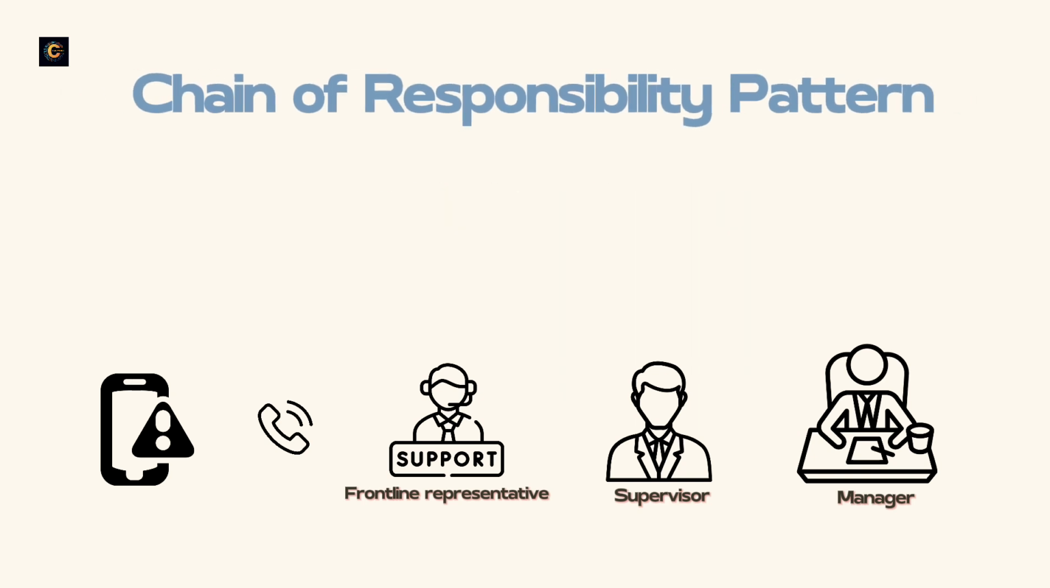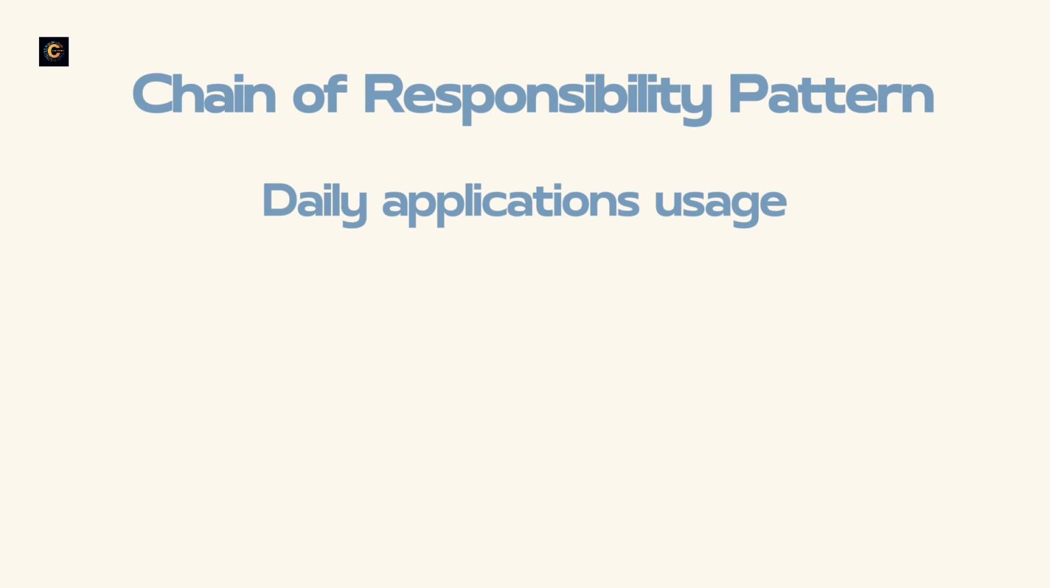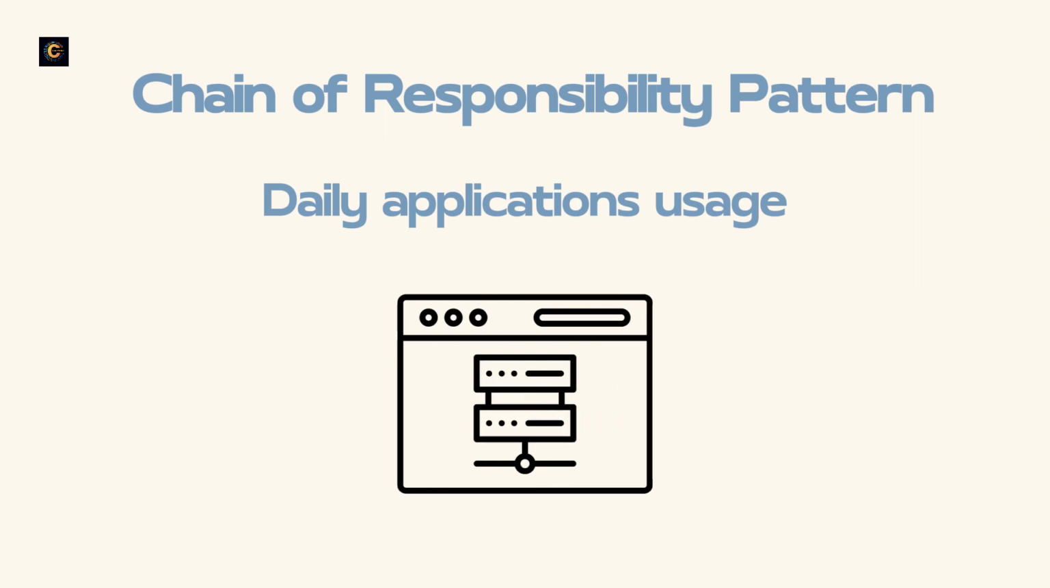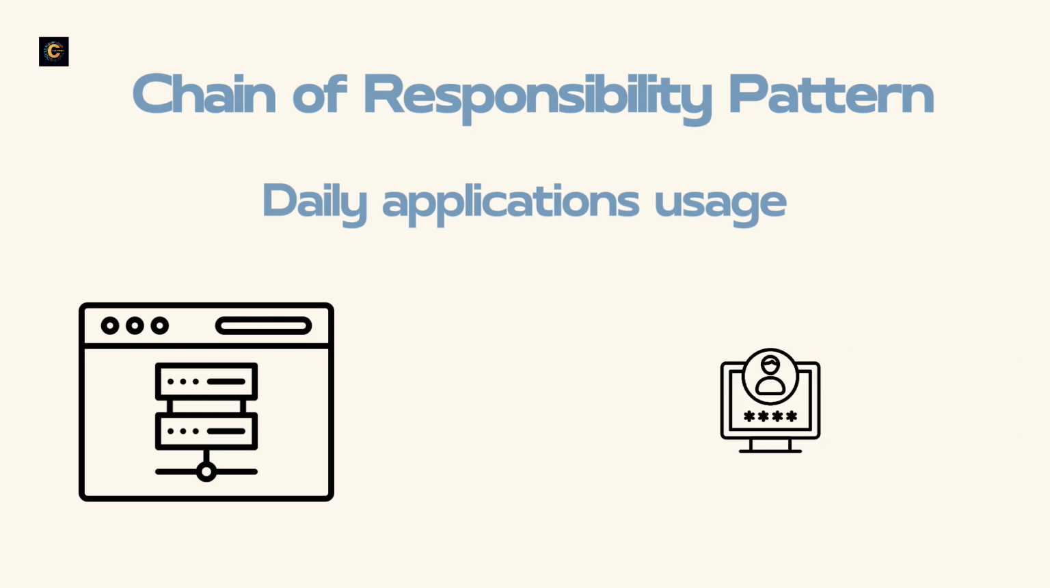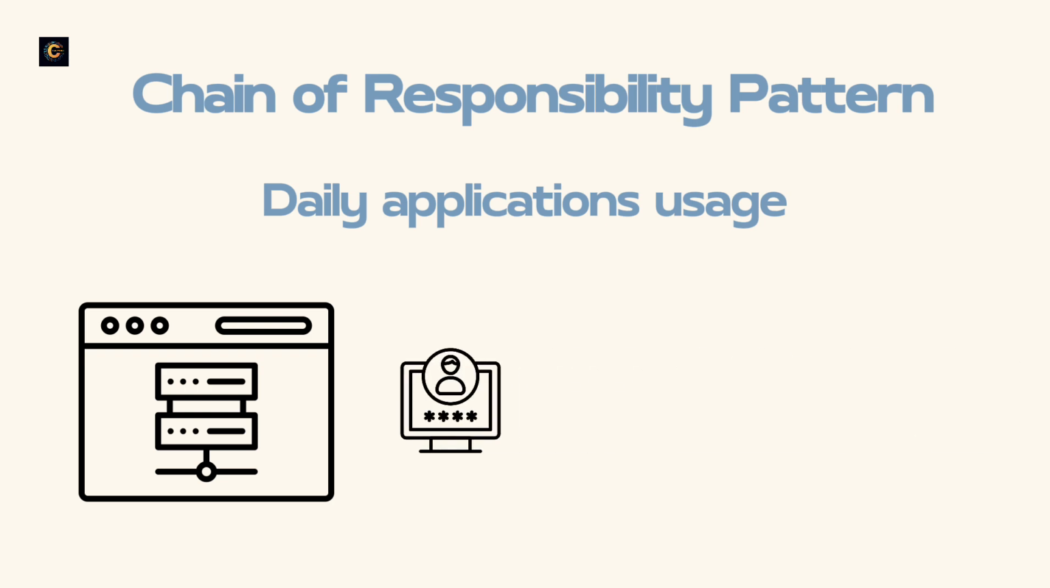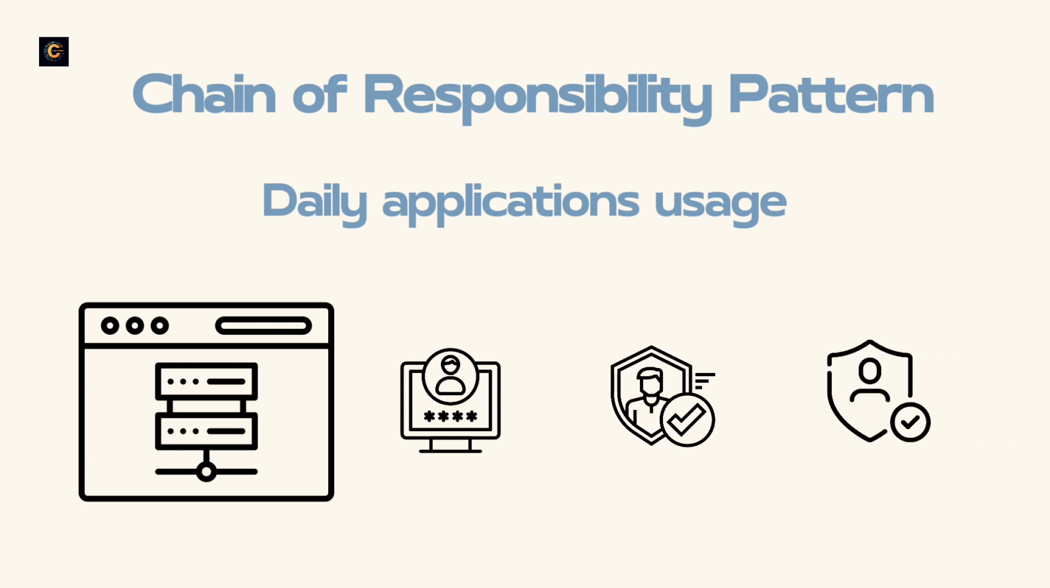So how do we use the chain of responsibility pattern in daily applications? Let's say you are building a web application with multiple layers of authentication. You can use a chain of authentication handlers where each handler checks a specific aspect of the authentication process, such as username or password validation, two-factor authentication, or OAuth verification.